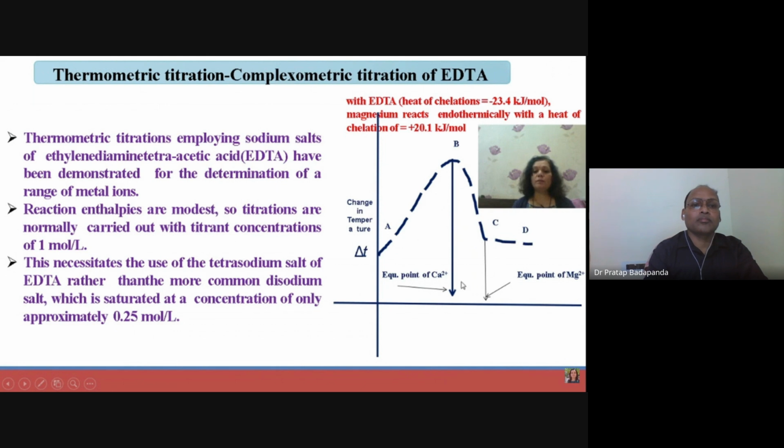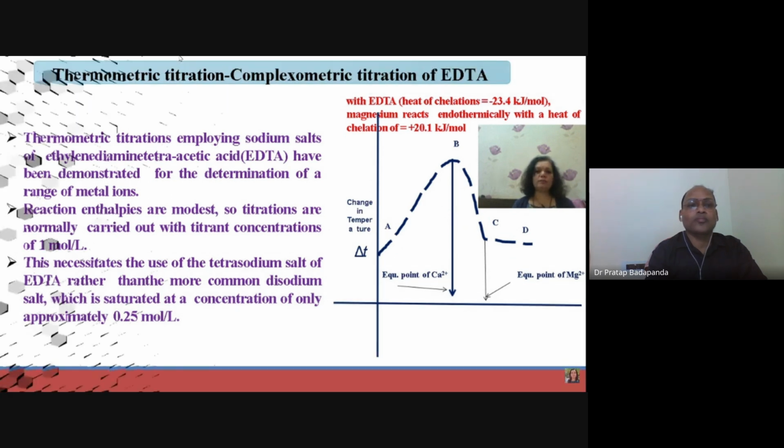So, these points B and C we can consider as the equivalence point of calcium and the equivalence point of magnesium. That is the beauty of this titration. I can separately find out the equivalence points of calcium and magnesium, and I can find out the enthalpy change during the titration.